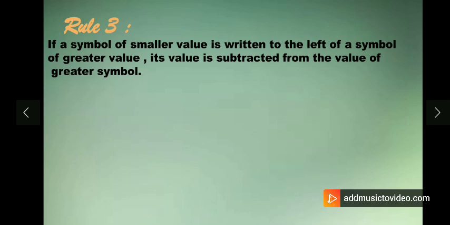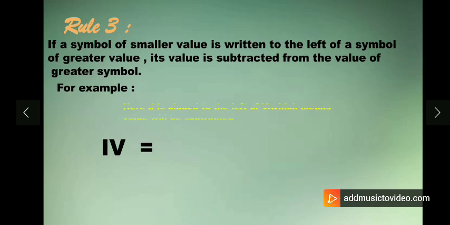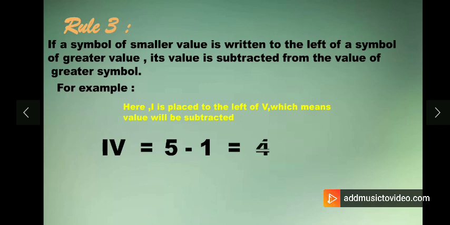Rule 3. If a symbol of smaller value is written to the left of a symbol of greater value, its value is subtracted from the value of the greater symbol. For example, IV. Here, I is placed to the left of V, which means the value will be subtracted. That is, 1 is subtracted from 5, which will give us 4. So, IV stands for 4.